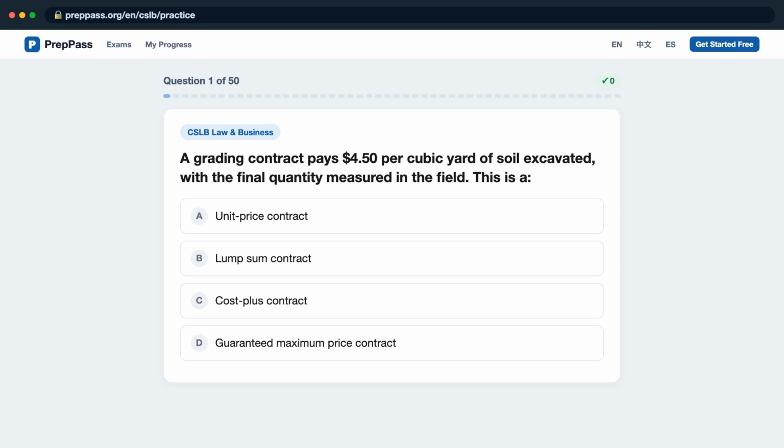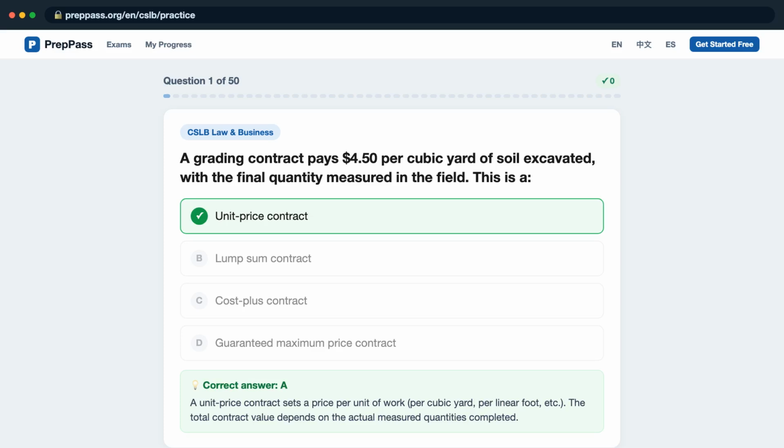Question 1. A grading contract pays $4.50 per cubic yard of soil excavated, with the final quantity measured in the field. Is this A, a unit price contract? B, lump sum contract. C, cost plus contract. D, guaranteed maximum price contract? The correct answer is A. A unit price contract sets a price per unit of work, per cubic yard, per linear foot, etc. The total contract value depends on the actual measured quantities completed.